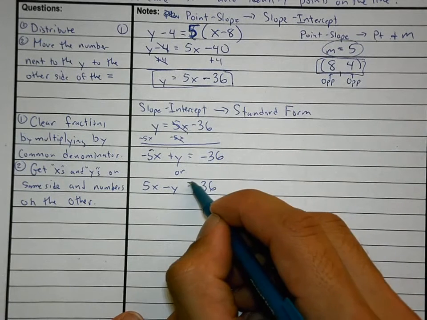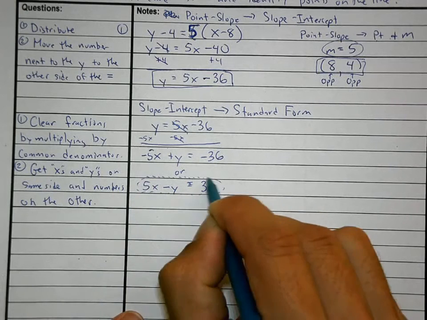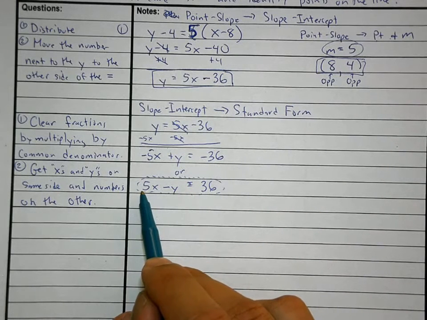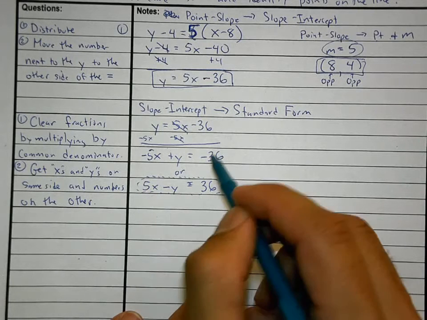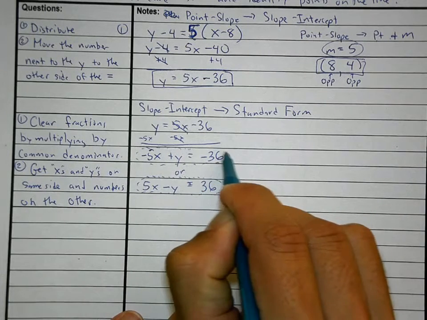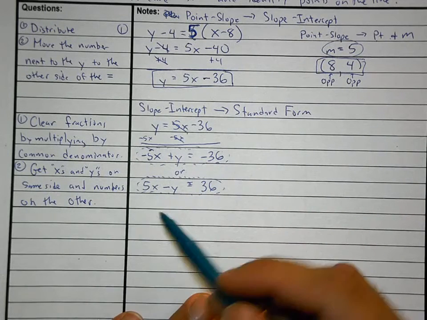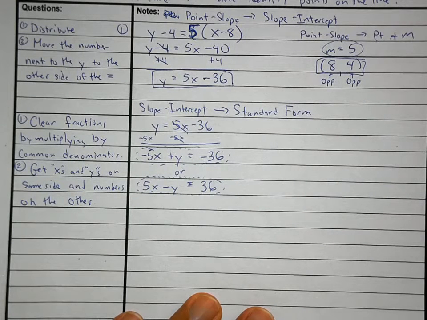Most of the time on SATs and higher level math questions, they will keep that A value positive. It doesn't have to be, but most of the time that's how they will write it out in standard form. So I will accept either one. I want you, just in case you ever have to switch signs, to know that you have to switch every sign if you're switching signs.